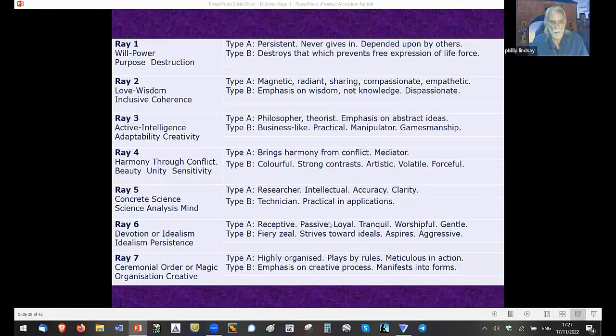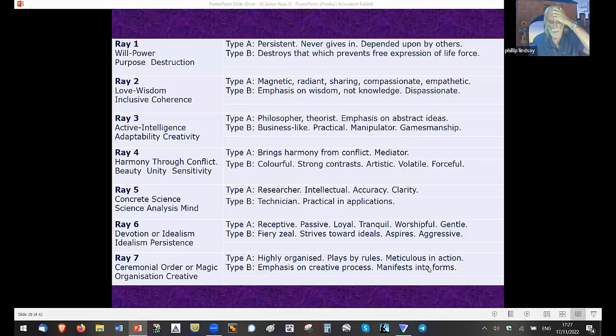Ray 6, type A, receptive, passive, loyal, tranquil, worshipful, gentle. This is Neptune, the esoteric ruler of this ray. Type B, of course, we have Mars, fiery zeal, strives towards ideals, aspires, aggressive.